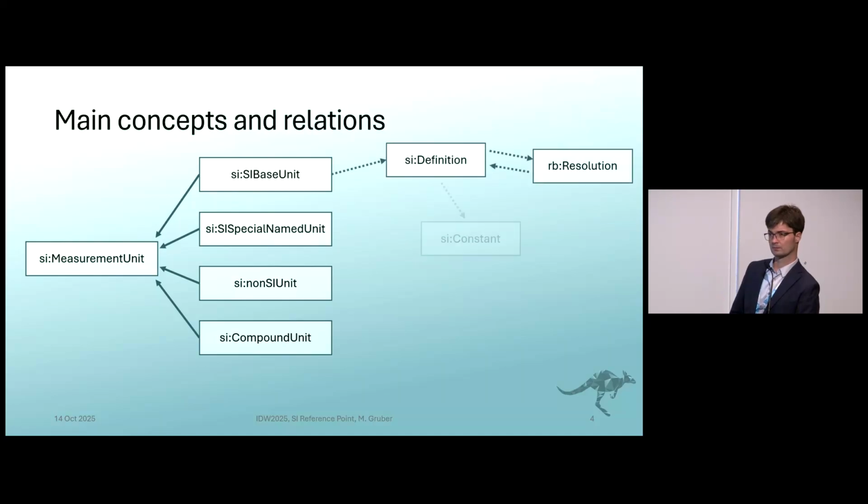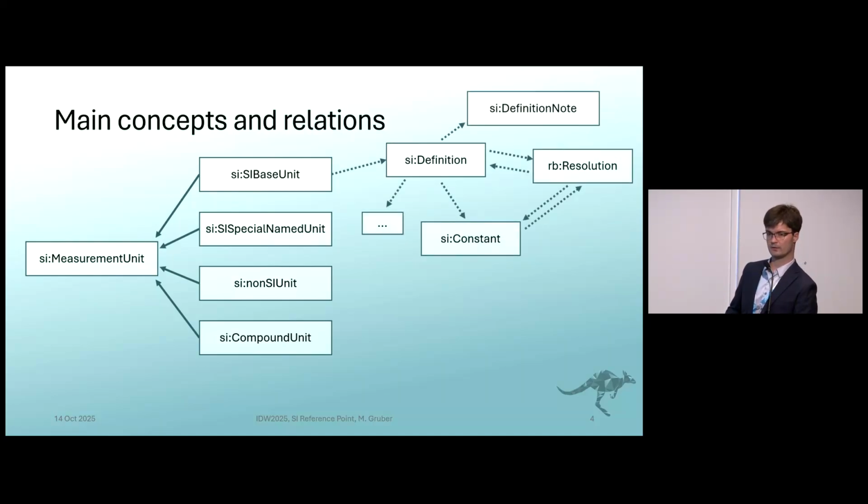And for these 7 base units, we also have links to their definition, to historical definitions, as well as the current definition. We link those to the resolutions from the specific General Conference of Weights and Measures. And every base unit also has a constant, which is linked to the definition, because sometimes these change over time. So the constant is not linked to the base unit, but to the definition of the base unit. And then there are also other more explanatory attributes that I just highlighted with 3 dots.